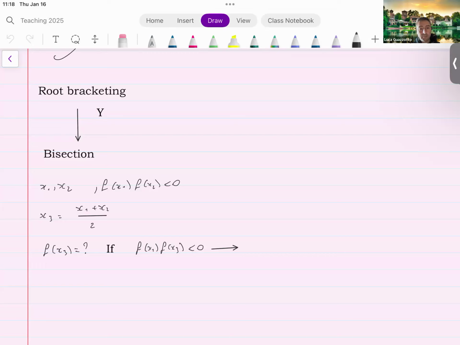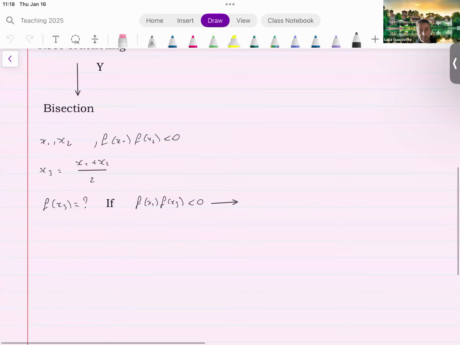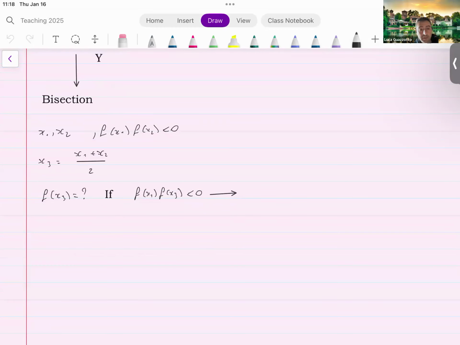Otherwise, I'll do the opposite. That is, I'm going to replace x1 with x3. This is not appearing yet on the screen; I'm typing, and it will appear momentarily, hopefully.